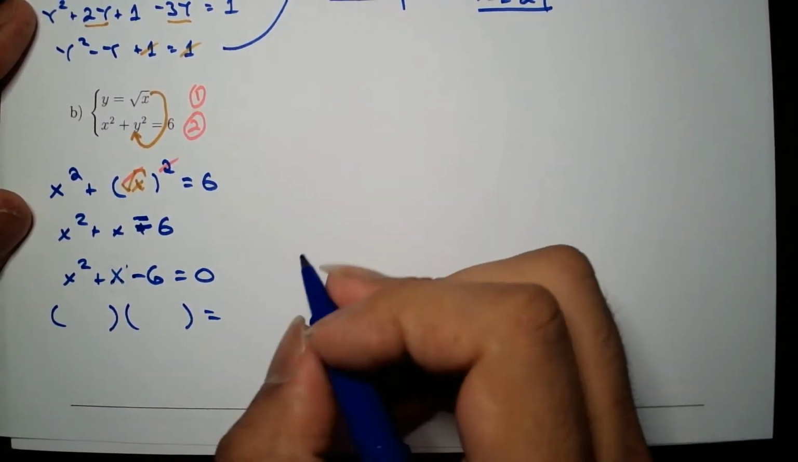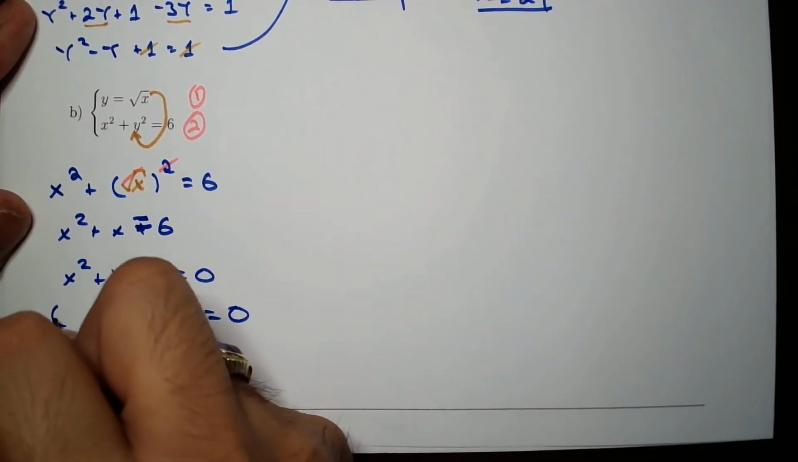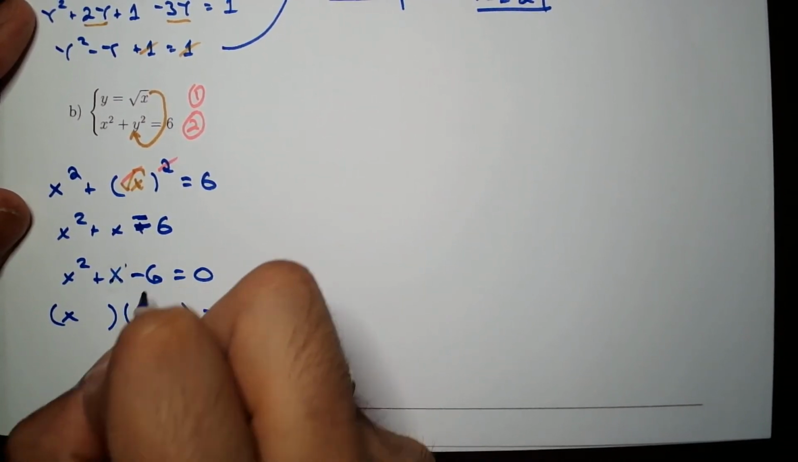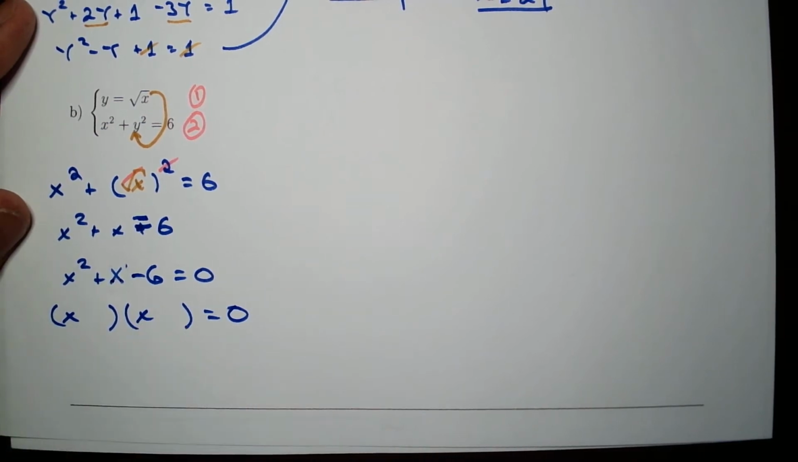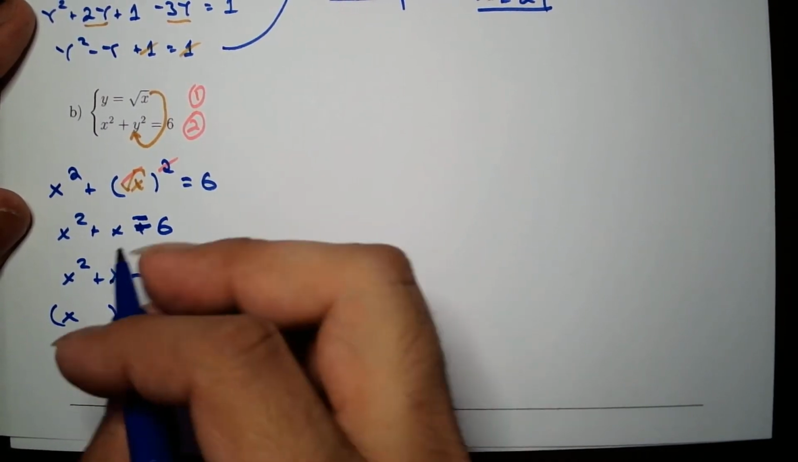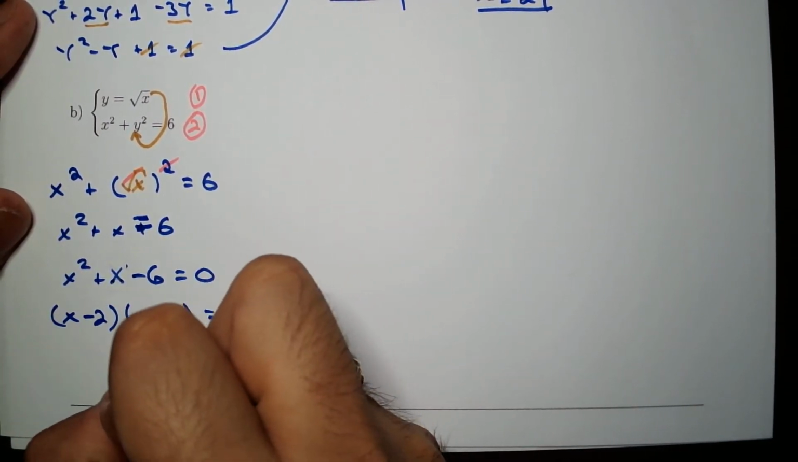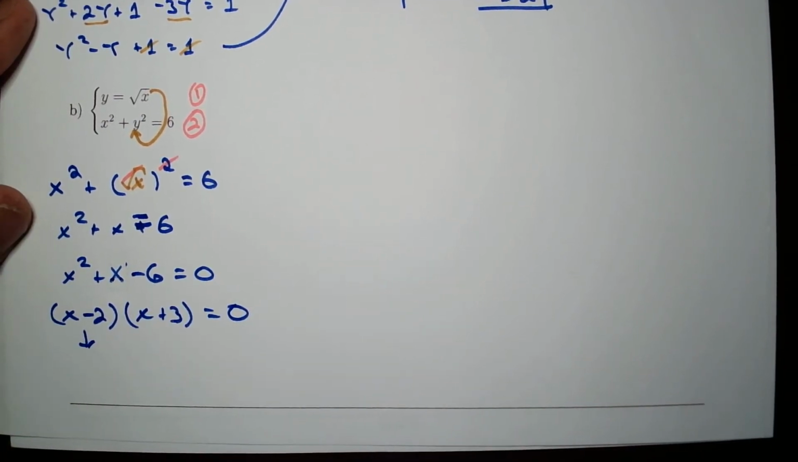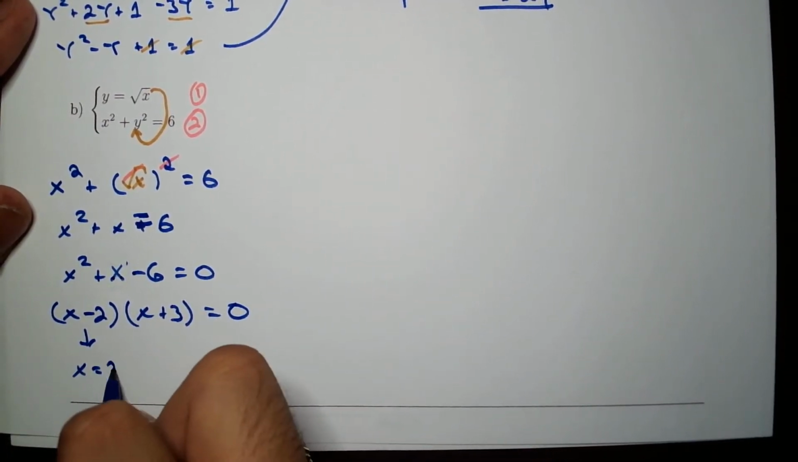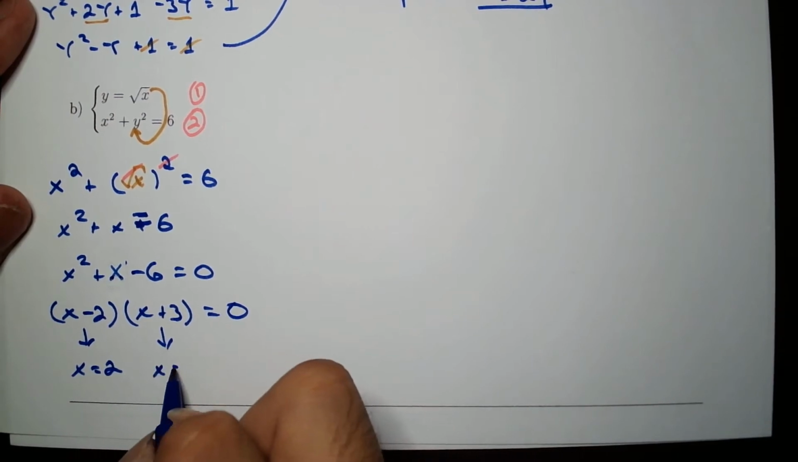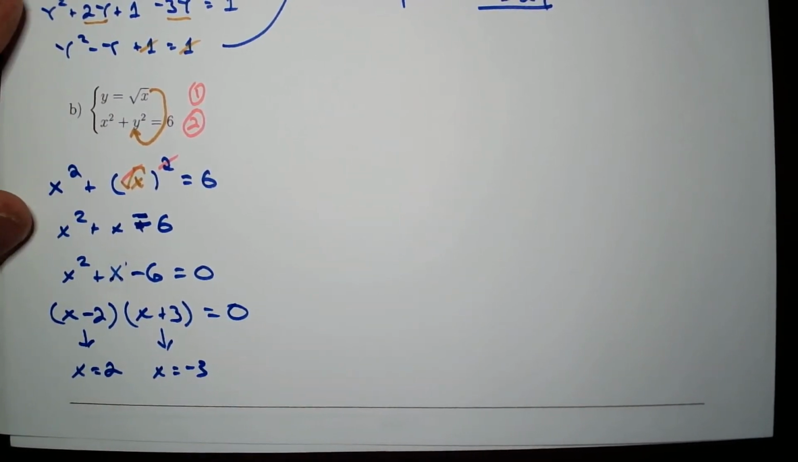Hopefully we get a solution for it. So we're gonna look for factors of negative 6 that add up to positive 1. In this case, I will think of negative 2 and positive 3. By the zero product property, we get x equals 2 and x equals negative 3.